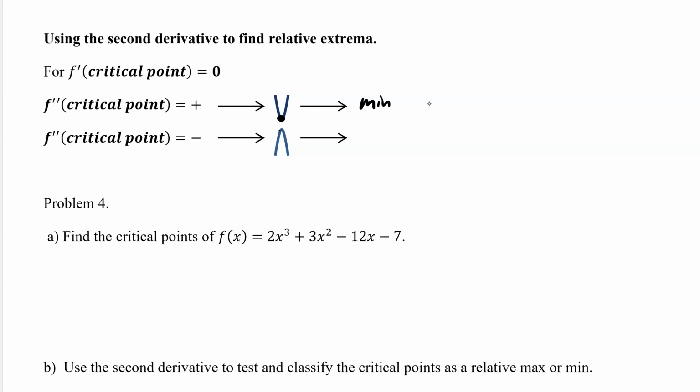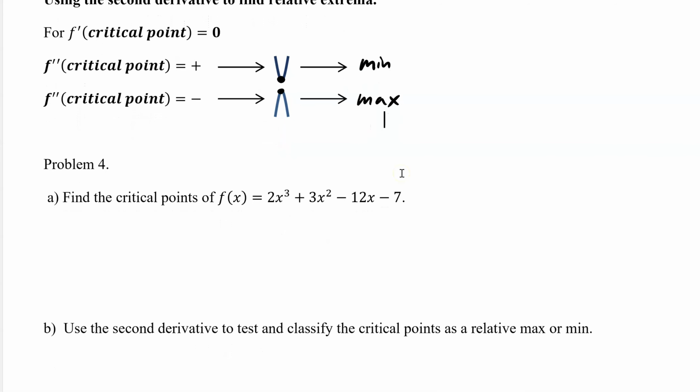And if we have a second derivative of that critical point and it's negative, we know it's concave down, making it a relative max. So if you take the derivative, set it equal to 0, it gives you the critical point. You plug that critical point in the second derivative, it'll tell you if it's a max or min most of the time. So let's try one.